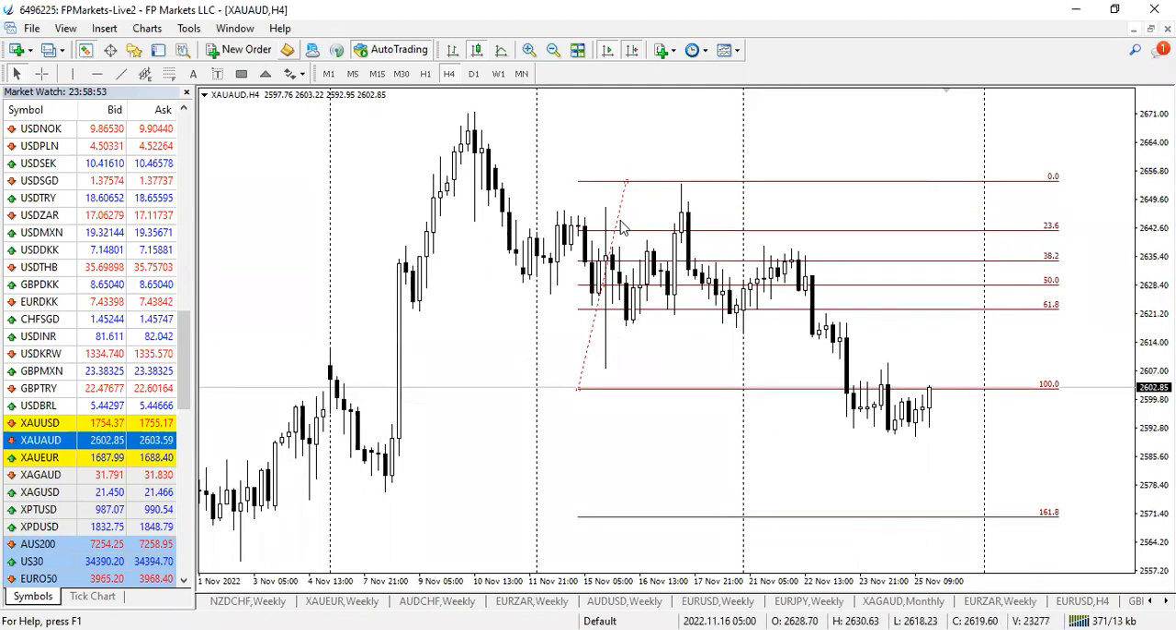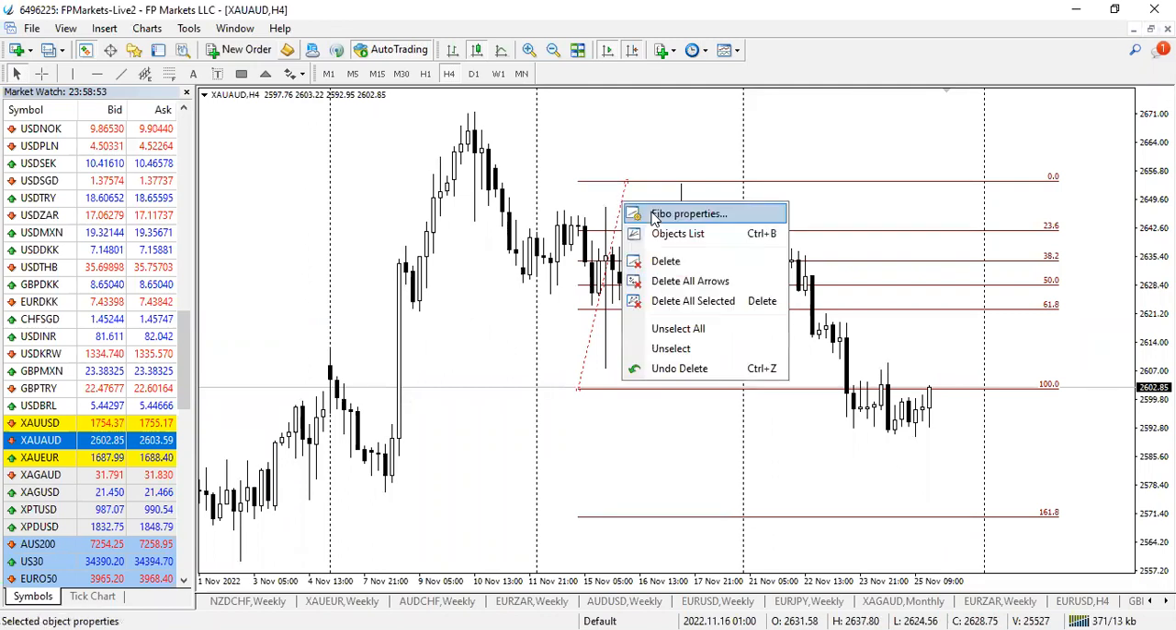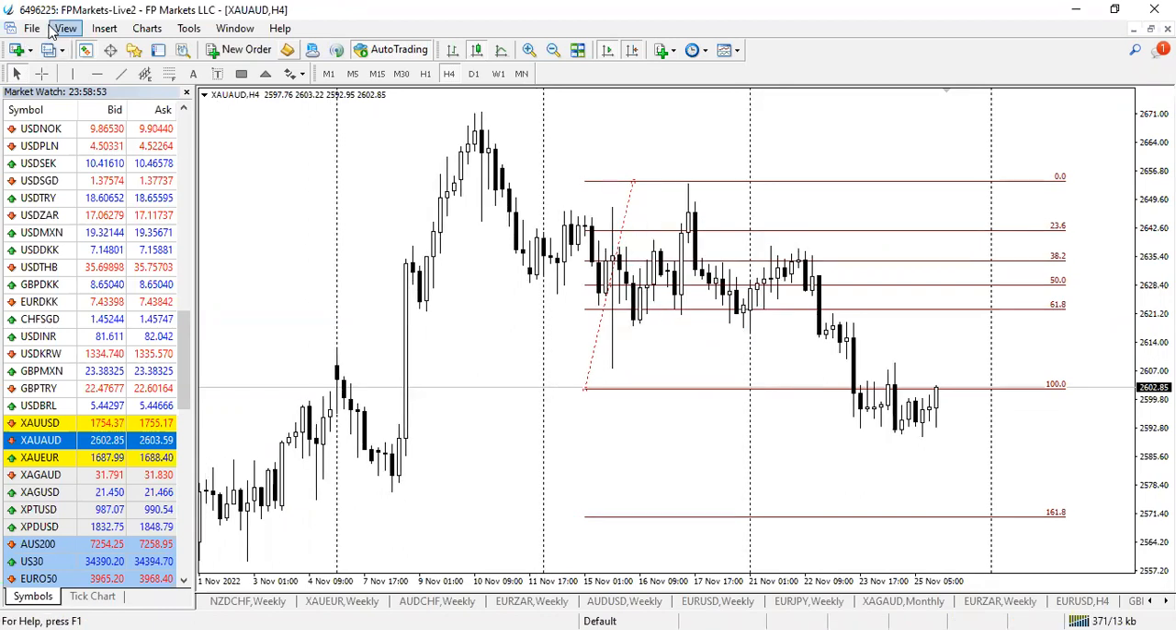So I double click on the Fibonacci tool, right click on it, and then go to Fibo properties. You can actually use, is it view now? Insert? No.